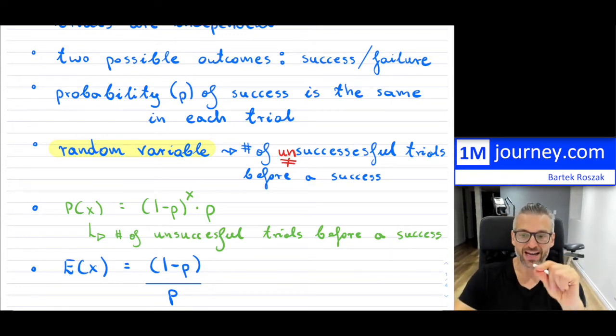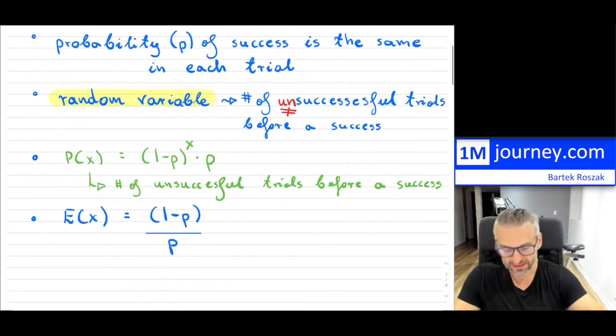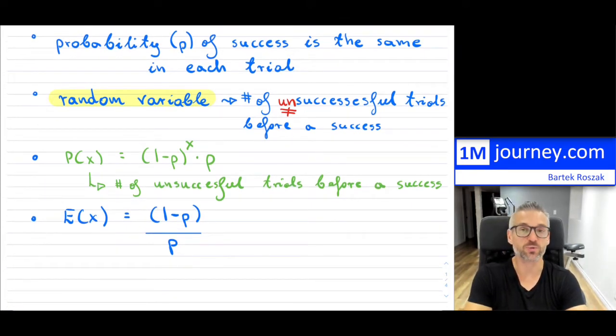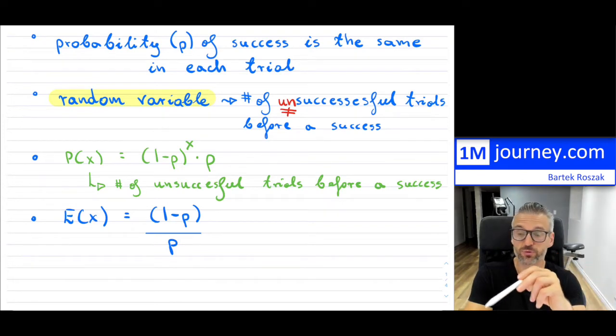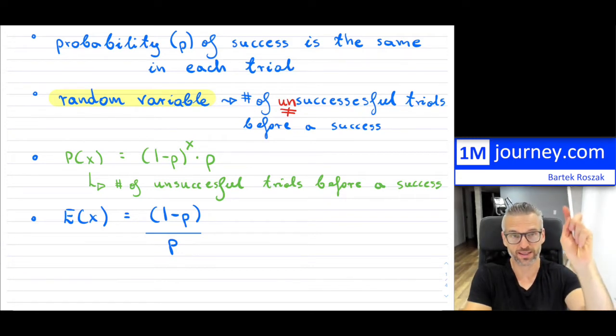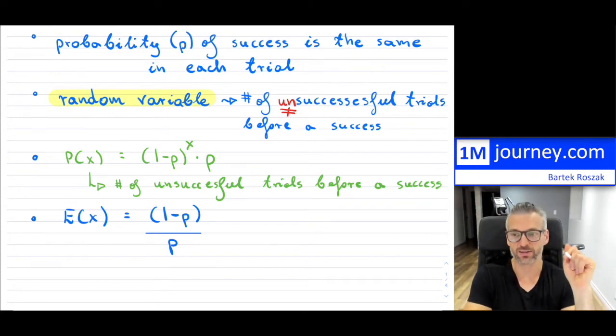So now, that X that we have, our random variable, notice that it is the number of unsuccessful trials before a success happens. Okay? And then finally, the expected value is equal to 1 minus the probability, over the actual probability, where the probability is the probability of having a success. Okay? And I actually prove this expected value for the geometric series. For those who are interested, I'll put up a link up above there for you. I'm not going to do the proof here because it does take a little bit of time.